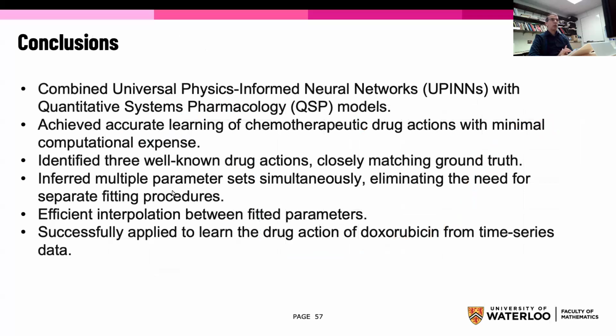In conclusion, UPIN can be applied not only to cancer or quantitative systems pharmacology but to any physical system that we have with unknown components and some experimental data, either noisy or sparse. We can apply the method to identify the unknown components of the differential equation, and hopefully this helps with physical discovery. And for us, when we don't know the action of a drug or we don't know part of the pathway, we can use the method and the experimental data to determine those unknown components.